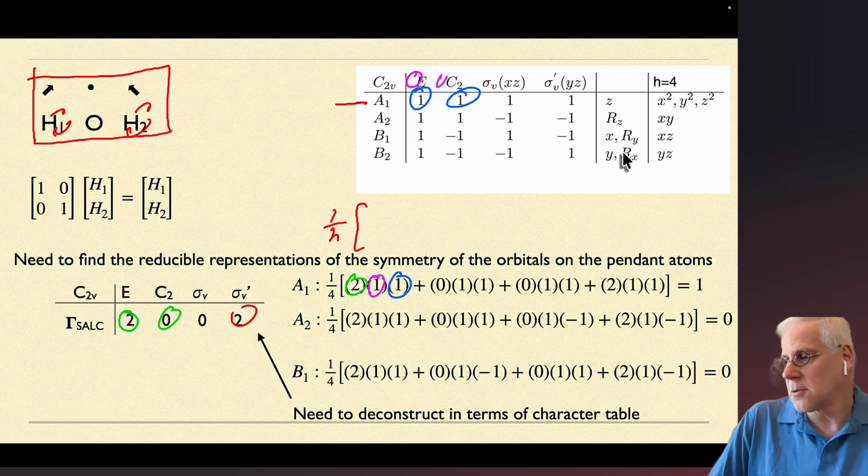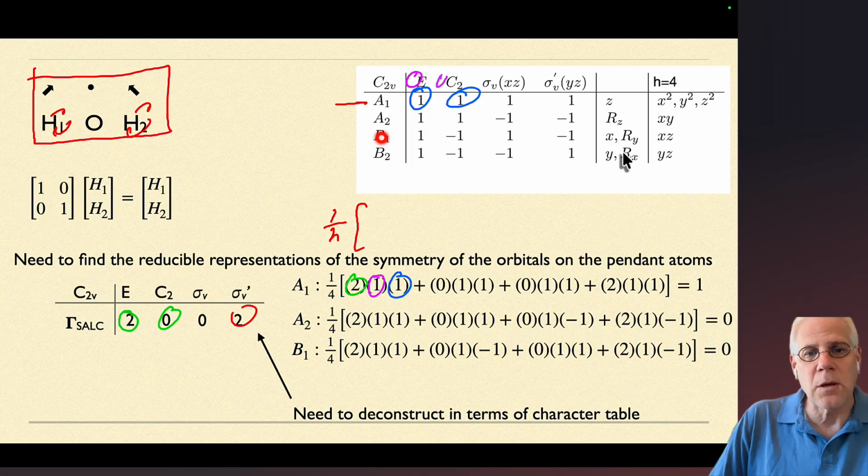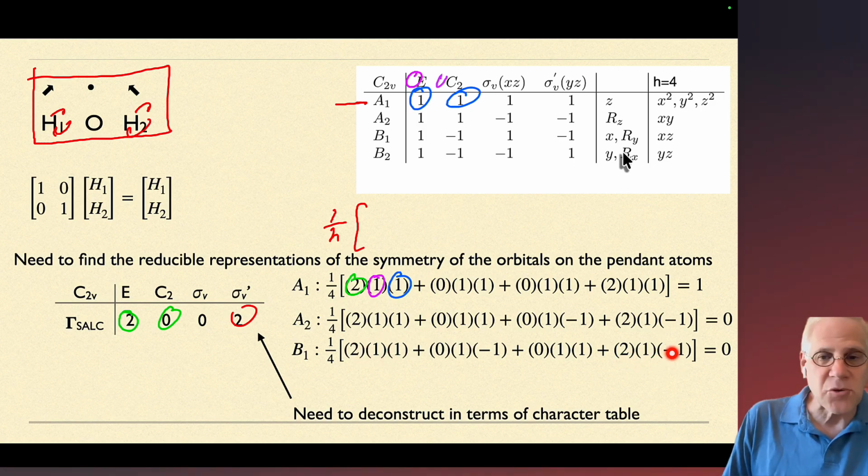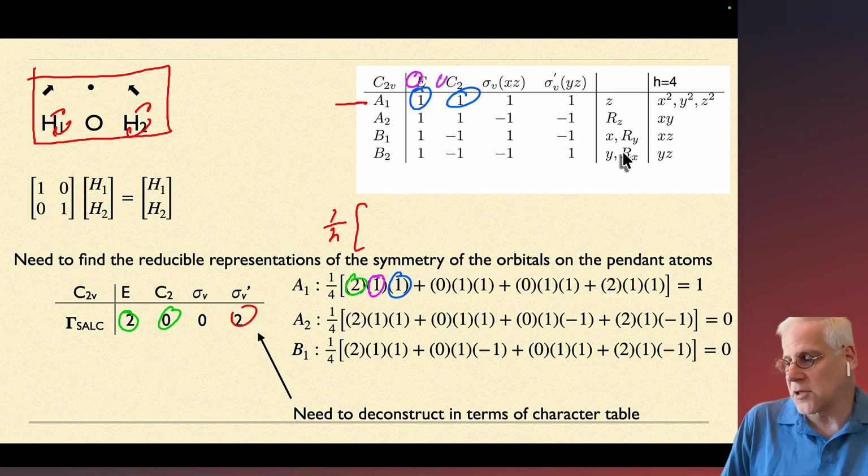I go to the next one, B1, and I apply the same 2, 1, and 1. I have 0, 1, minus 1, 0, 1, minus 1. And then I have 2, 1, minus 1. So I have 2 minus 2. So those are 0. And so I have no B1s.